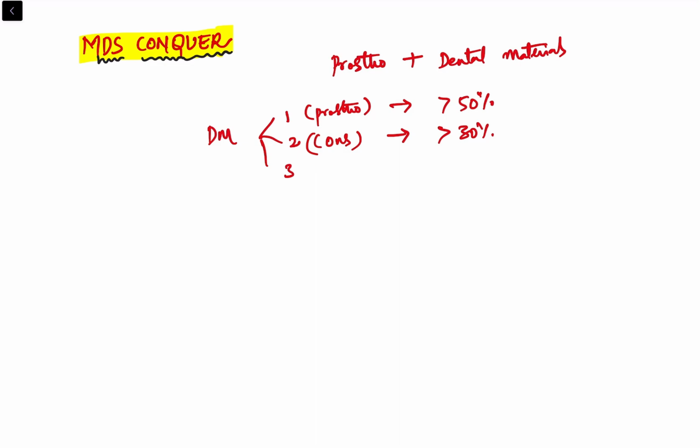There are lots of things like casting and ceramics, and these are common topics for both DM as well as prosthetics. And the leftover is others, that is your DM related to ortho and DM related to pedo. So the leftover is going to be in the zone of 15 to 20%.